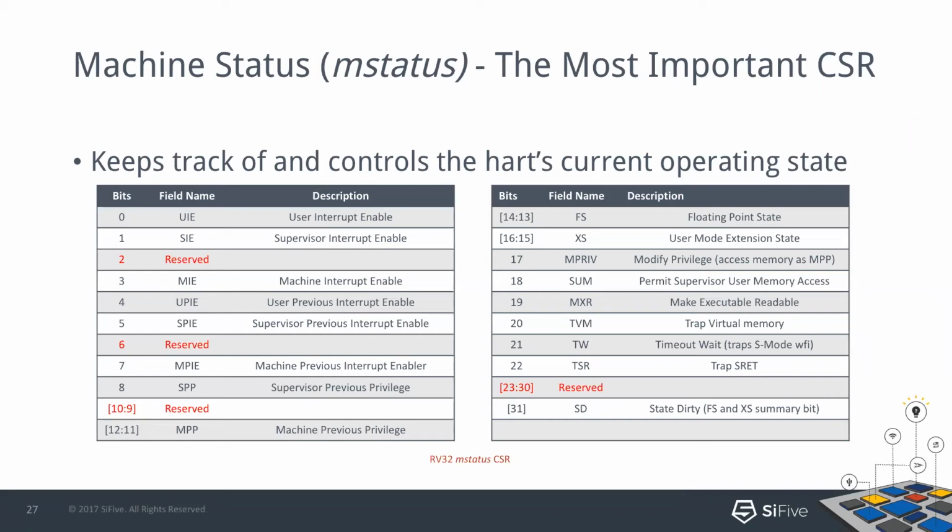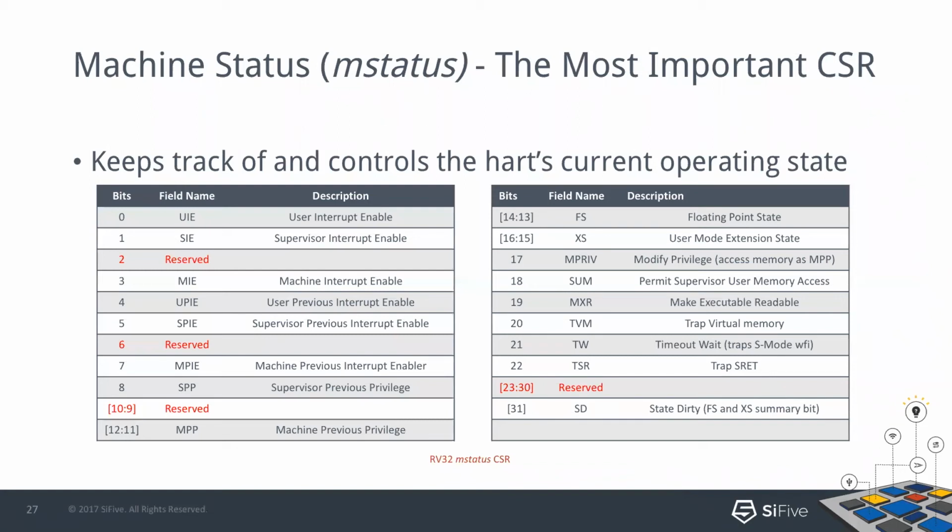These fields in the mstatus are used to globally enable or disable interrupts. When we get to the interrupt chapters, we'll talk about another CSR that gives you more fine-grained control over which interrupts are actually enabled or disabled. The next couple of bits are the previous interrupt enable bits, and these are used to store the state of the interrupt enable bits whenever you take an interrupt. On interrupt entry, the interrupt enable bits are copied into their previous interrupt enable. The purpose of this is so that when you restore a context, you're restoring interrupt enables to their previous state.